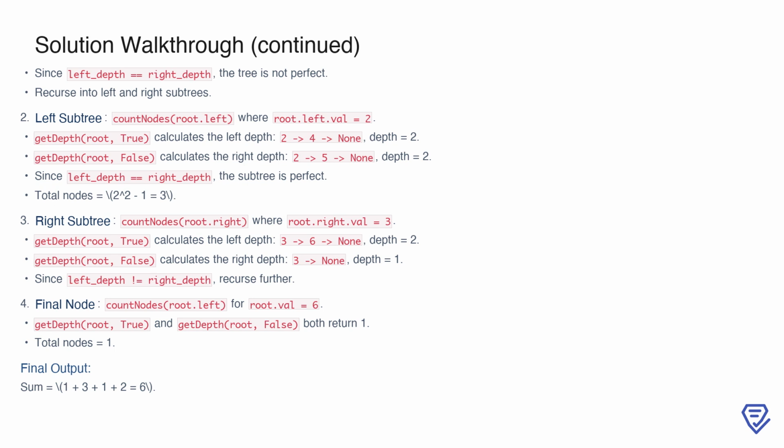The left child of node 3 is node 6, where both the left and right depths are 1, so this subtree contains exactly one node. Adding these results together, we calculate the total number of nodes in the tree as 6.